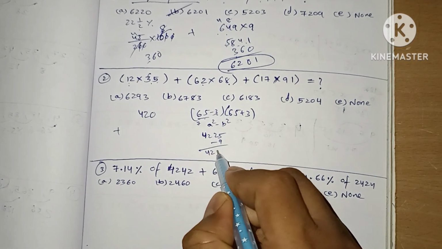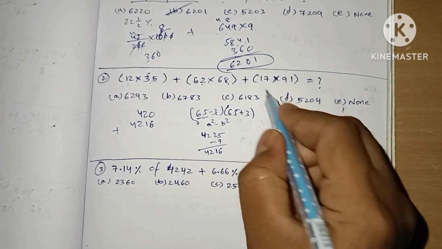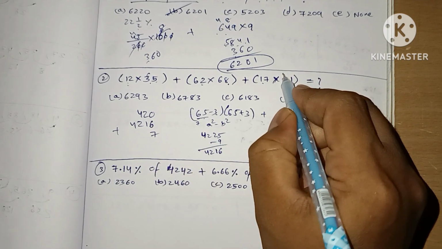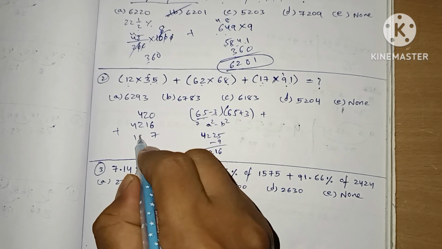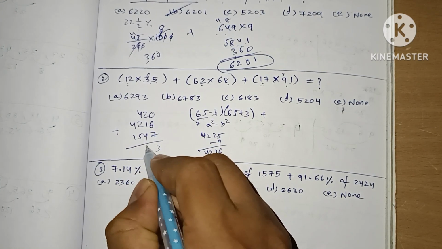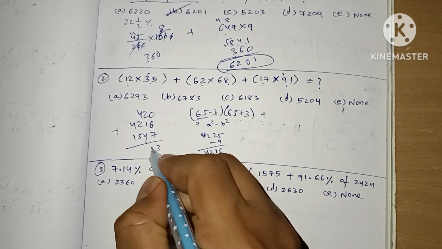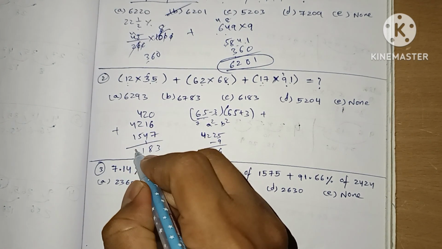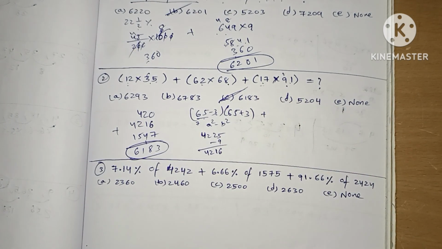So we get 4216, plus 17 times 9 is 153, plus 1 is 154. So we get 4370. 6 plus 2 is 8, 9 plus 2 is 11, so 5 6 6 1 8 3 is our answer. Option C is our answer.